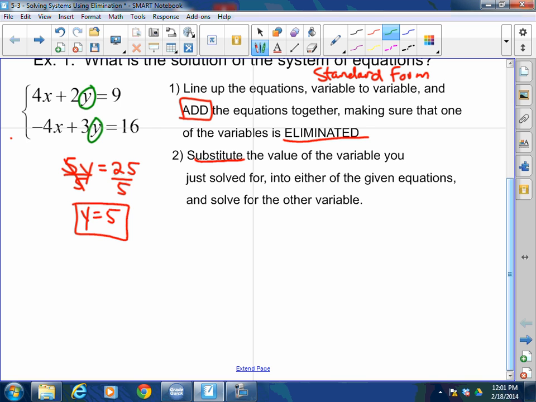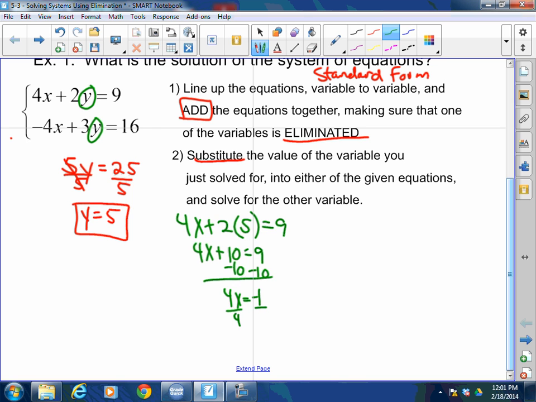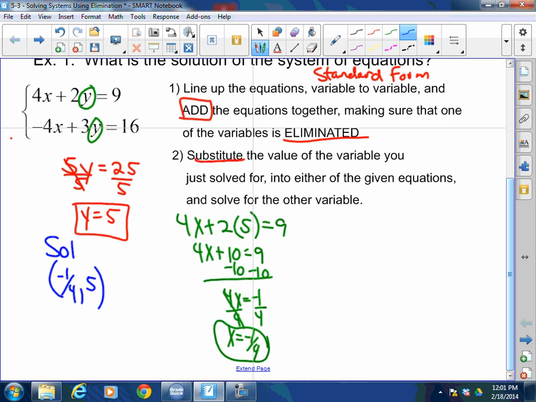So where do you want to plug it into? Top, okay. So I've got 4x plus 2 times y, which is 5, equals 9. 4x plus 10 equals 9. Subtract 10 from both sides. 4x equals negative 1, divided by 4. x equals negative 1/4. So my solution is negative 1/4, comma 5.